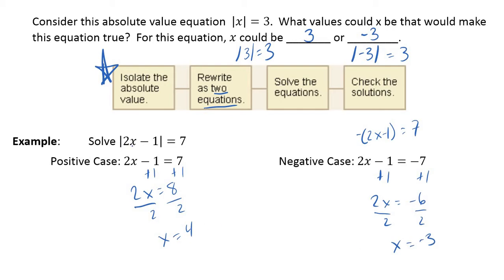So if I put a 4 in here, 2 times 4 is 8 minus 1, that's 7. Absolute value of 7 is 7. Hey, that's true. What if I put my negative 3 in? Well, I'd get negative 6 minus 1, I'd get negative 7. Absolute value of negative 7, also 7. Those are both true. So notice I get my two solutions.